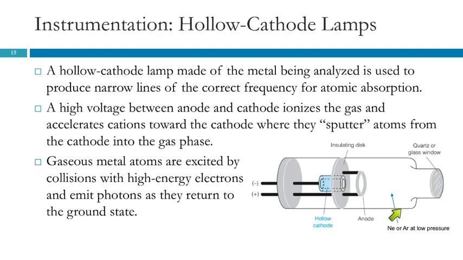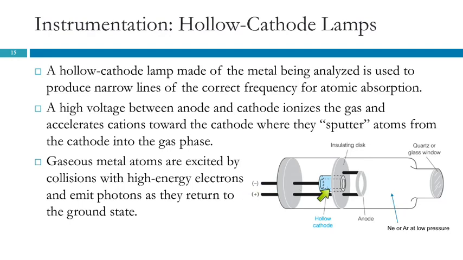In this hollow-cathode lamp, it's sealed and filled with neon or argon gas at a low pressure, because we don't want any pressure broadening in here. So we have our hollow cathode. If we're analyzing calcium, this would be made out of calcium. There's an insulating disc here and an anode. We've got a quartz or glass window, depending on what frequencies of light we're looking at. We don't want the material of the lamp to be absorbing the light.